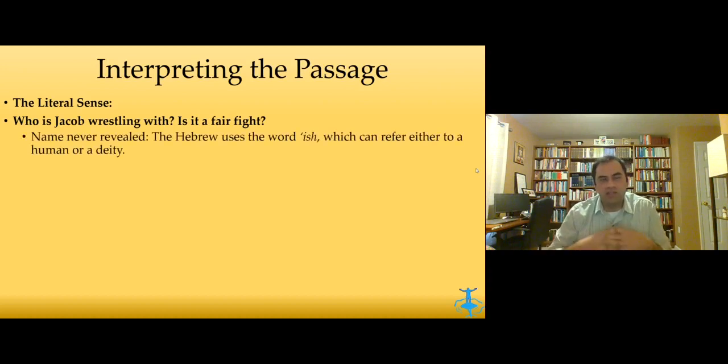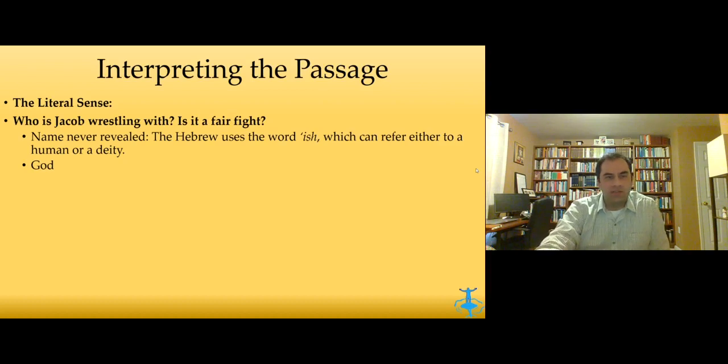And the reason being that Jacob asks the name of this person that sort of confronts him out of nowhere. And it's important to know also, or to attend to the fact that it's nighttime. So he wants to know who he's wrestling with. And the name's never revealed in Scripture. The word in Hebrew that's used is ish. And that word for this figure can either refer to a human or a deity. So there's a great deal of ambiguity here, even in the literal sense.